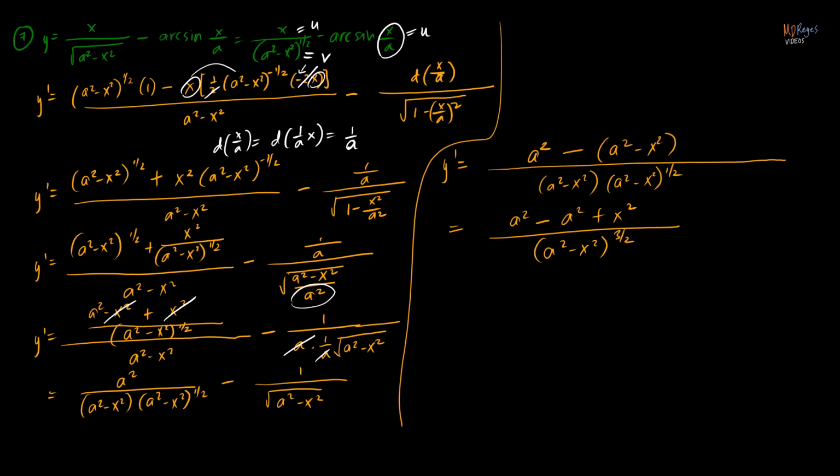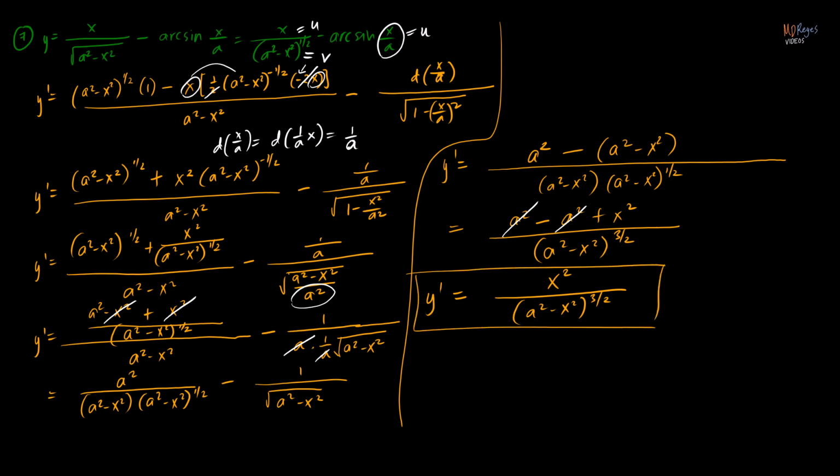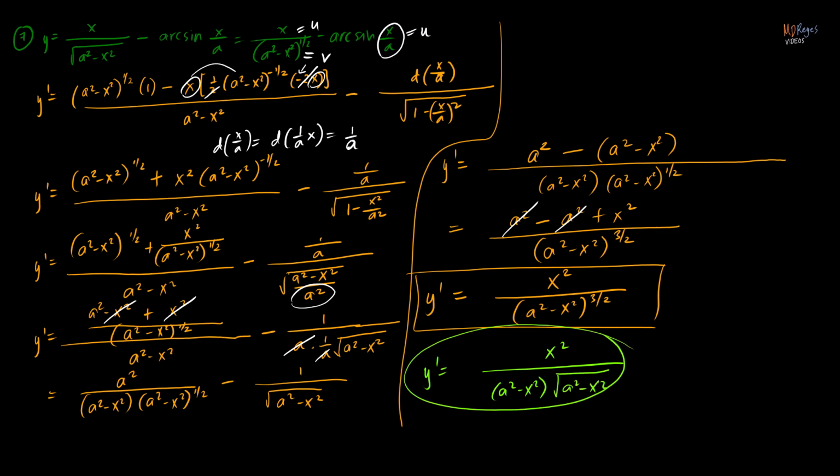So if you want to write that in radical sign, it's up to you, you can also do that. Now subtracting a squared from itself, we'll get 0. So the final answer will give us x squared over a squared minus x squared raised to 3/2. This is the derivative of the function. Now if you want to write your answer in radical form, then it would be y prime equals x squared over a squared minus x squared times the square root of a squared minus x squared. It's the same thing in another form.